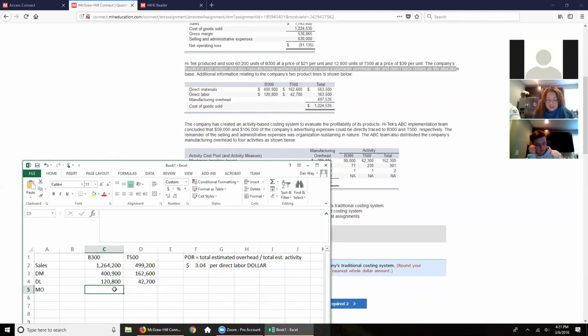So in that scenario, I would come to the B300 and say, well, my rate is $3.04 for every direct labor dollar. And the B300 incurred 120,800 in direct labor costs for this period. Okay, so 3.04 per direct labor dollar times the total labor dollars incurred by the production of the B300 would give me my overhead applied: 367 and change.